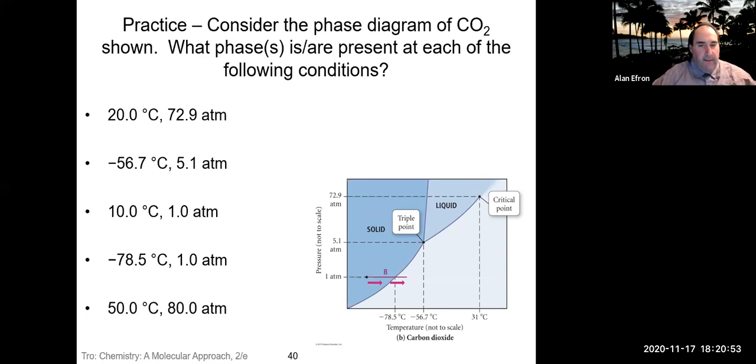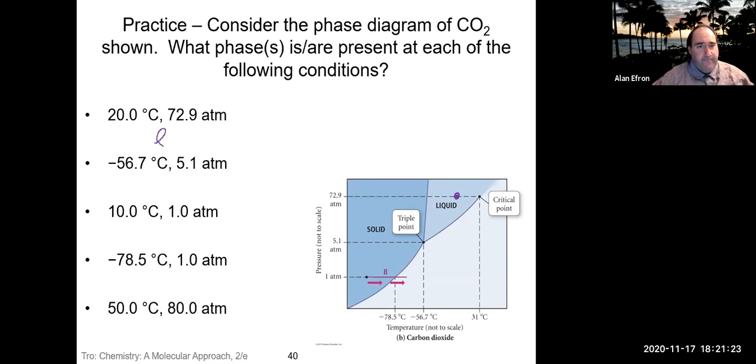Okay, let's take a look at this here. So really what we want to do is just find where all those points are. So we've got 20 degrees Celsius and 72.9. So 72.9 is that dotted line, and 20 degrees Celsius would put us somewhere over here, I'm thinking. And that means that we are probably in the liquid phase for our first one.